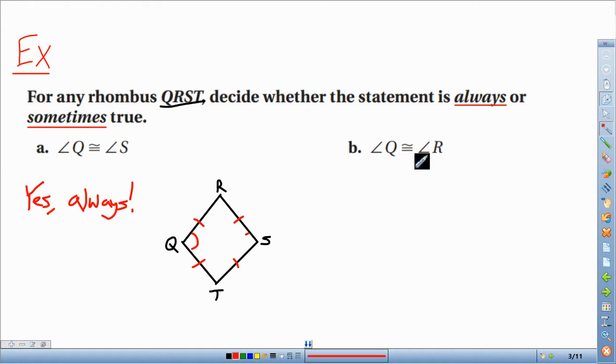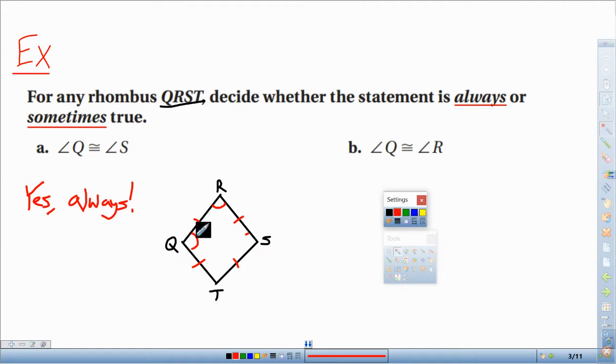Okay, but yeah, angle Q and angle R. Let's look at those. Here's angle Q, here's angle R. Are these two angles always congruent or sometimes congruent? Okay, well, here's what I noticed. They're consecutive angles. And the rule with consecutive angles is not that they are always congruent, it's that they are supplementary. They add to 180.